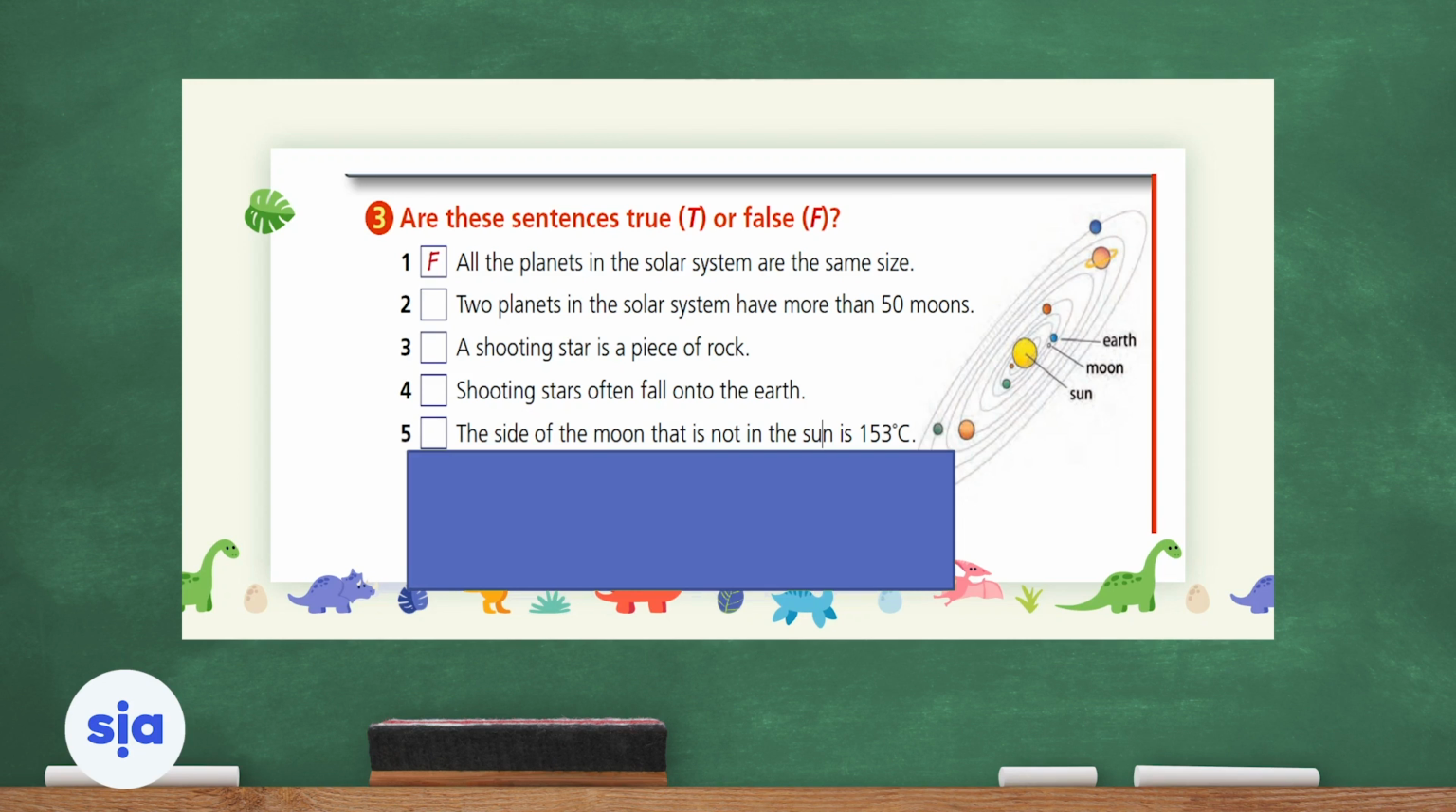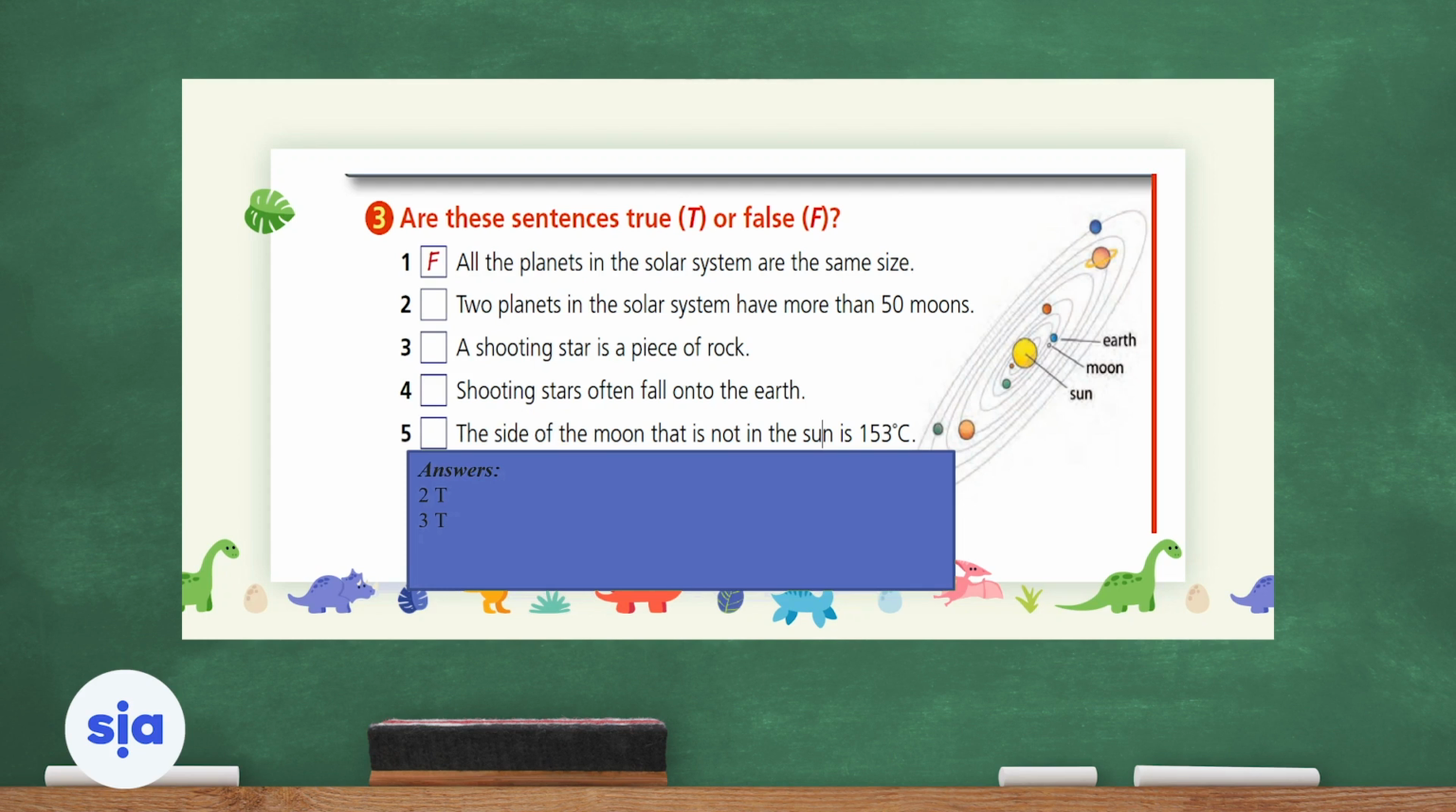You can always refer back to the text if you're unsure. Let's check our answer together. That is a correct statement. Number 2 is true. Let's read number 3. A shooting star is a piece of rock. Is that true or false, guys? It is definitely true. Now, let's look at number 4. Shooting stars often fall onto the earth. Is this true or false?